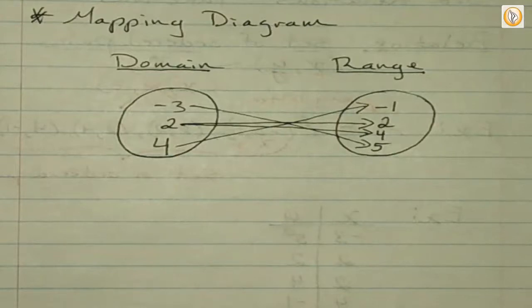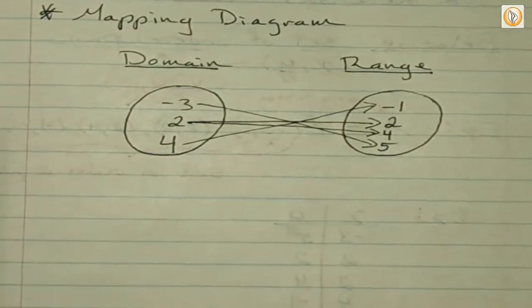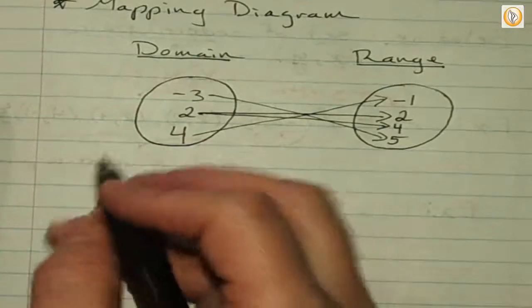Any questions about range, relation, domain, range, and mapping diagram? Nothing? All right, let's move on.